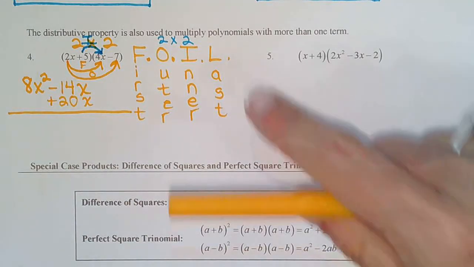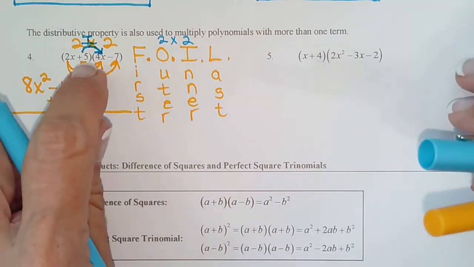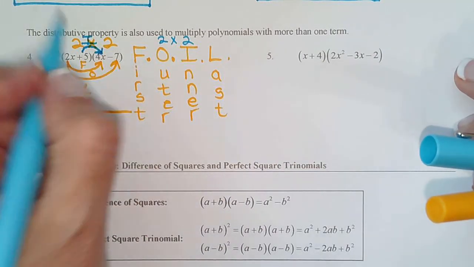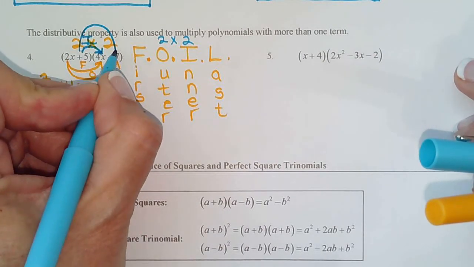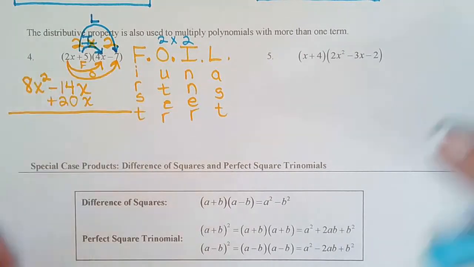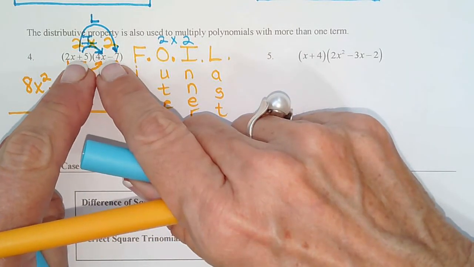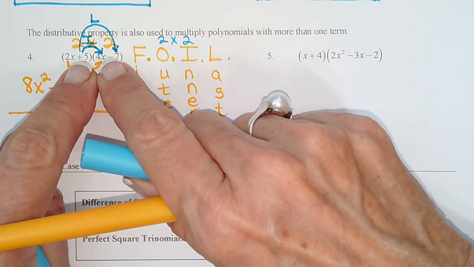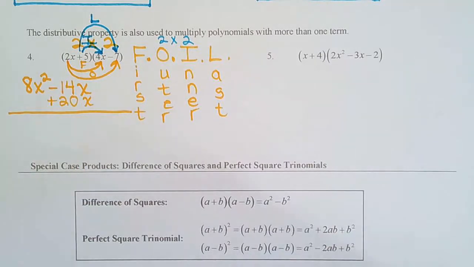And then I have L-foil, which is the last term in this parenthesis times the last term in that parenthesis. So that's my L. So I look at my sign, positive times a negative, negative 35.